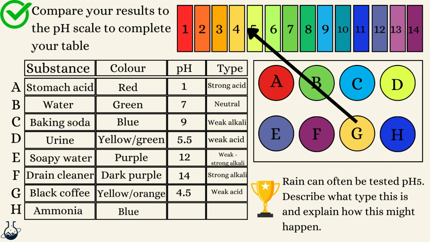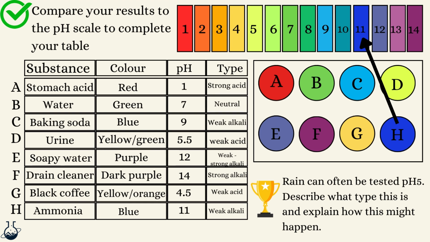G, black coffee, is a yellow-orange, somewhere between pH 5 and 4, a weak acid. And lastly, H, ammonia, a darker blue of pH 11, so still considered a weak alkali. Well done if you managed to get some of these, but it was great practice of using the pH scale to determine types of substances, in addition to experimental practice.